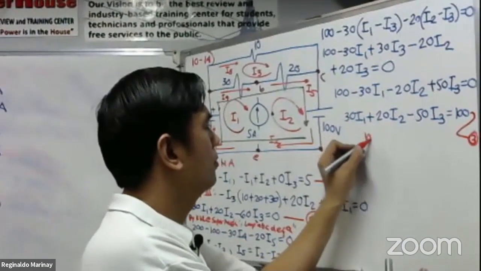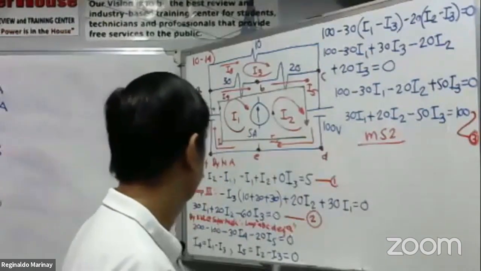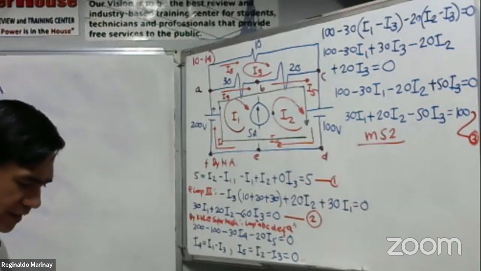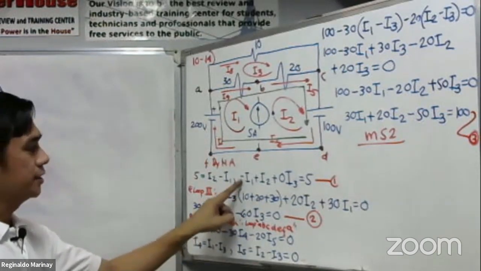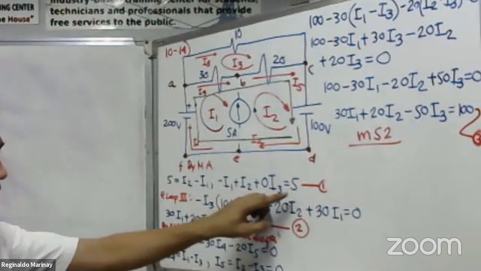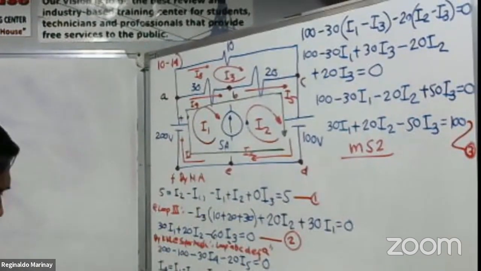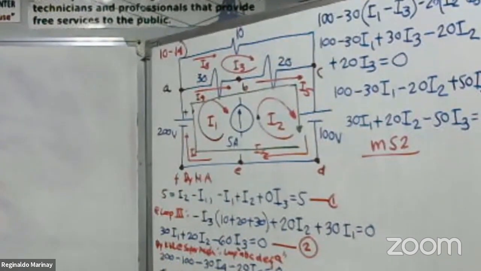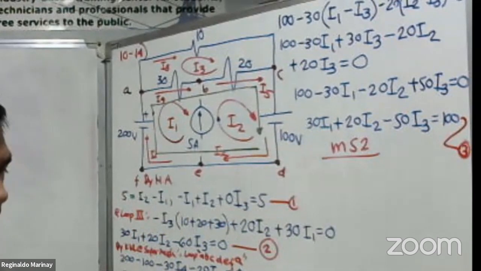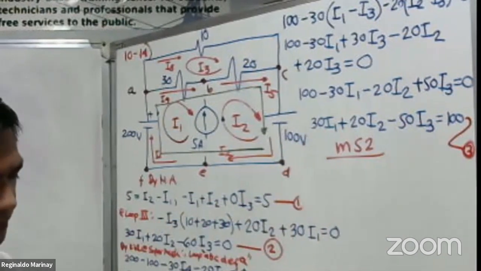Now, press mode 5-2 in your calculator. Come on, guys. Mode 5-2. For equation number 1, we have negative 1 equals, 1 equals, 0 equals, 5 equals. For equation number 2, we have 30 equals, 20 equals, negative 60 equals, 0 equals. Equation number 3, we have 30 equals, 20 equals, negative 50 equals, then 100 equals.